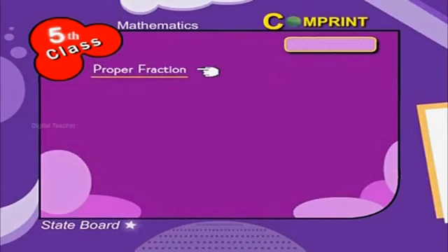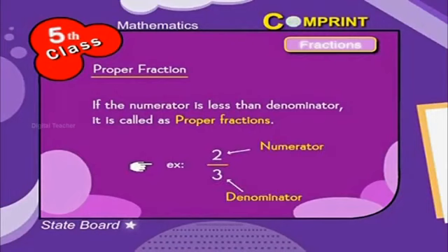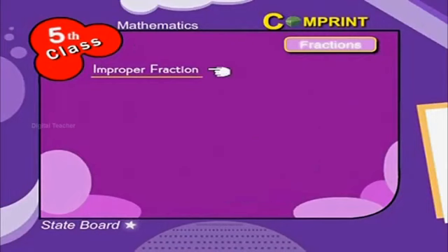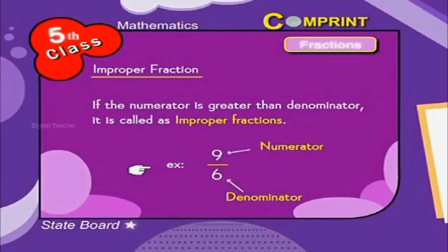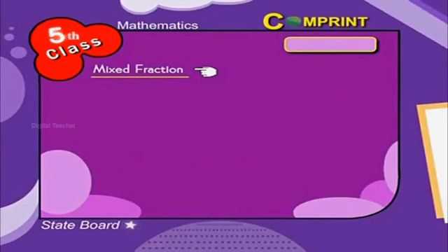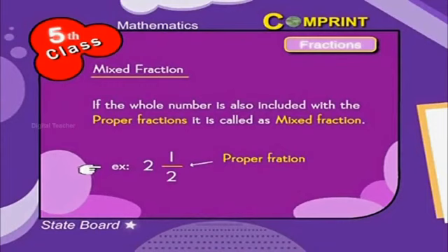Proper fractions. If the numerator is less than the denominator, it is called proper fraction. For example, 2 by 3. Improper fractions. If the numerator is greater than denominator, it is called as improper fractions. Example, 9 by 6. Mixed fractions. If the whole number is also included with the proper fractions, it is called as mixed fraction. Look at the example, 2 1 by 2, 3 2 by 6.